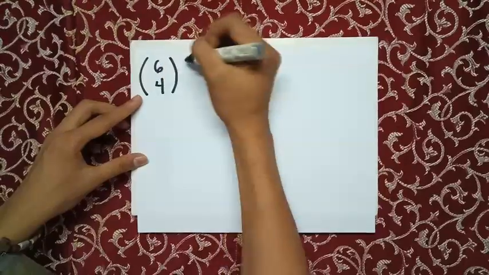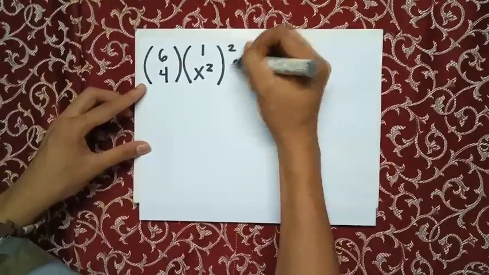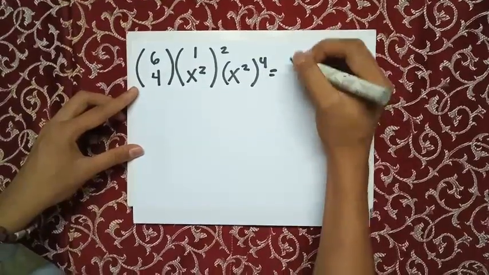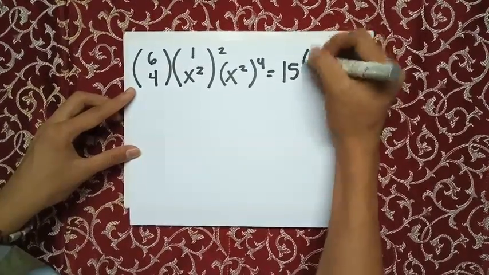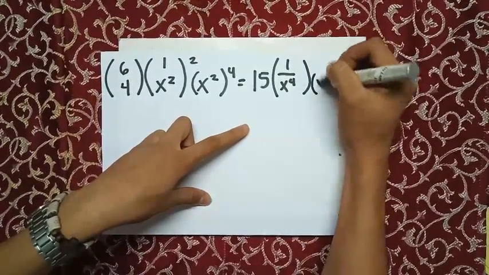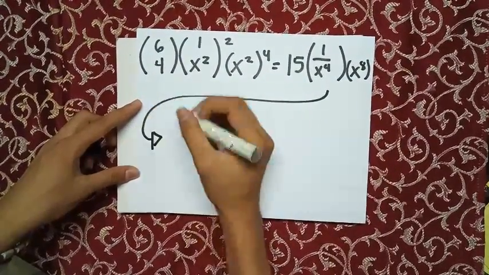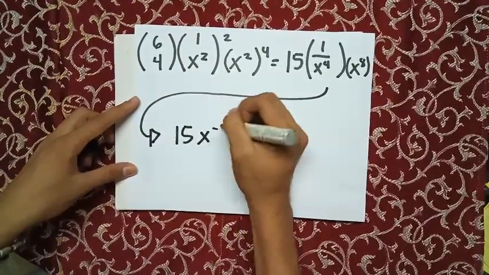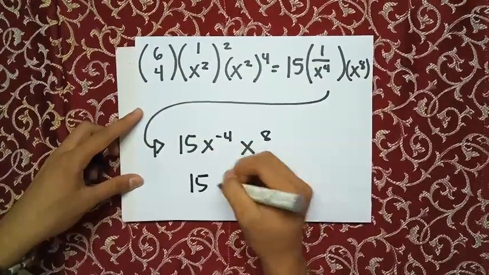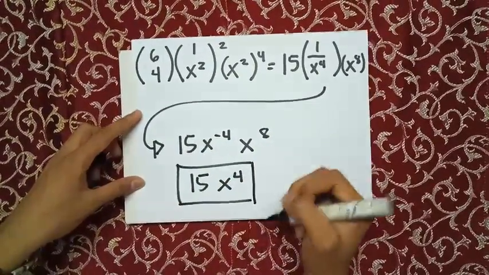And finally, we will get what is that fifth term that involves x raised to 4. Quantity 6 choose 4 times the quantity 1 over x squared raised to 2 times the quantity x squared raised to 4 is equal to 15 times the quantity 1 over x raised to 4 times x raised to 8. x raised to negative 4 times x raised to 8. And the answer will be 15x raised to 4.